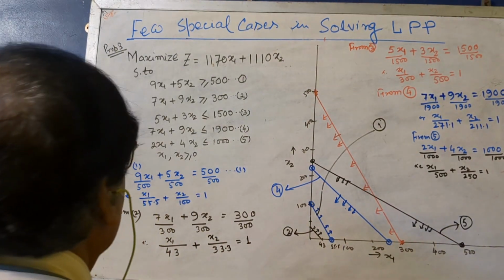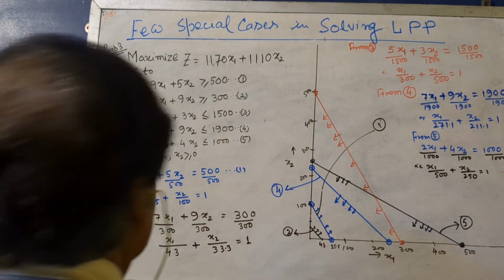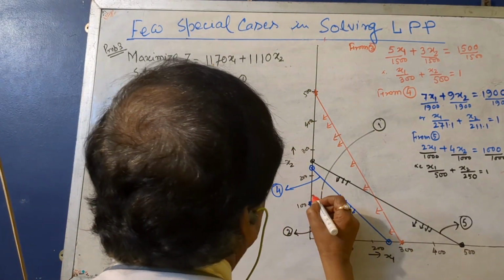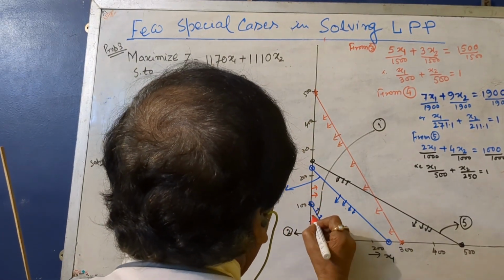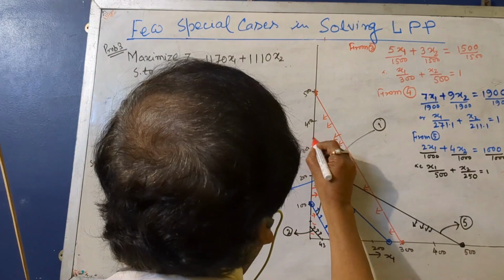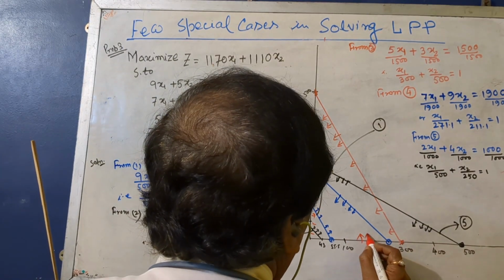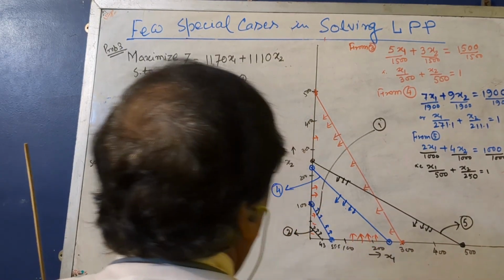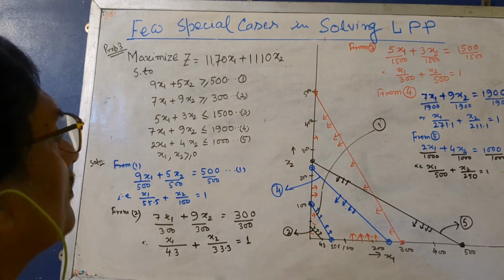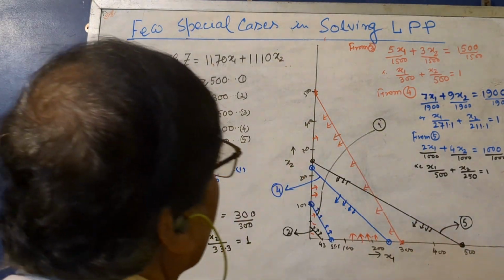Okay, and the non-negativity constraint means x1 greater than or equal to 0 and x2 greater than or equal to 0. In this way you can plot all the lines on the graph paper.